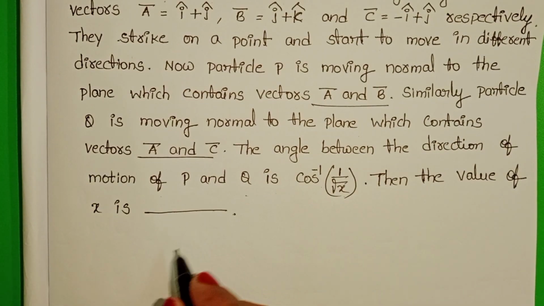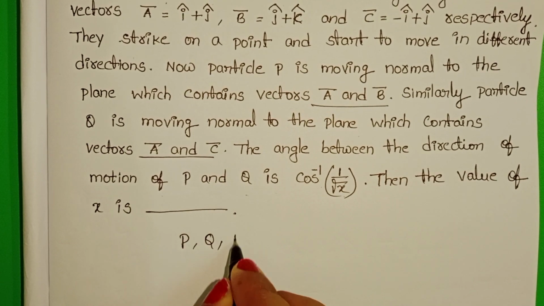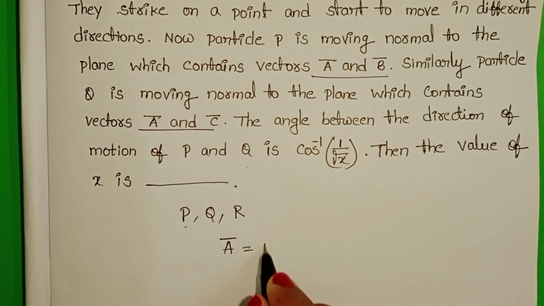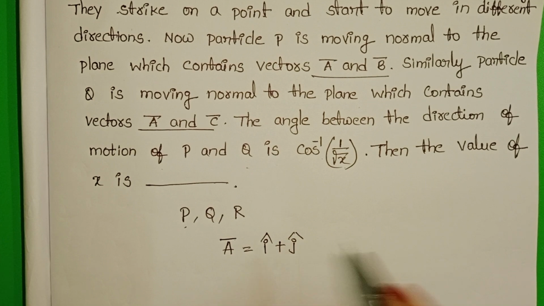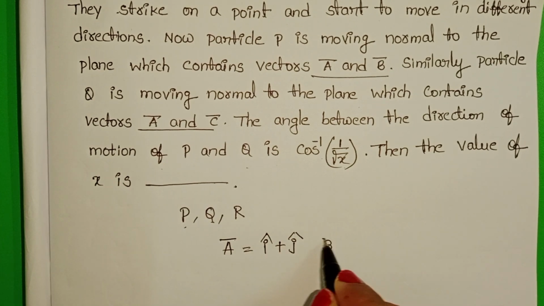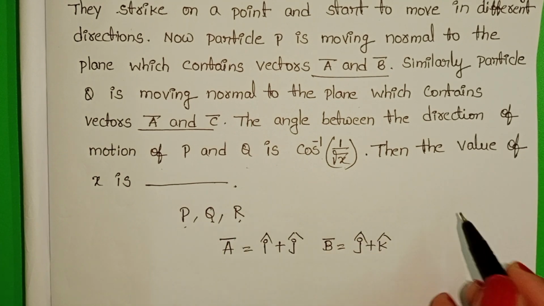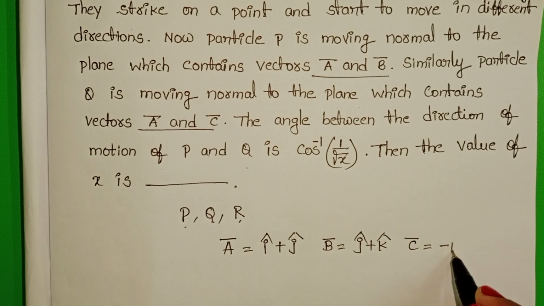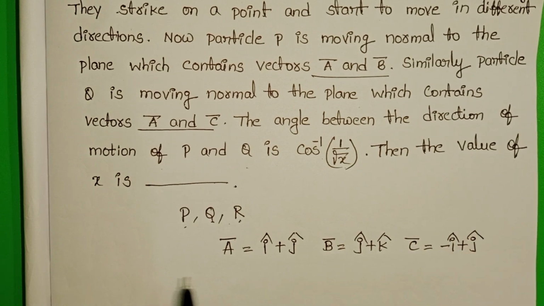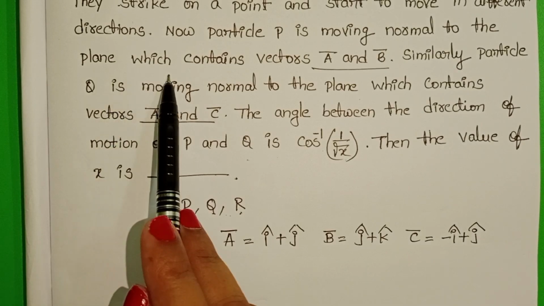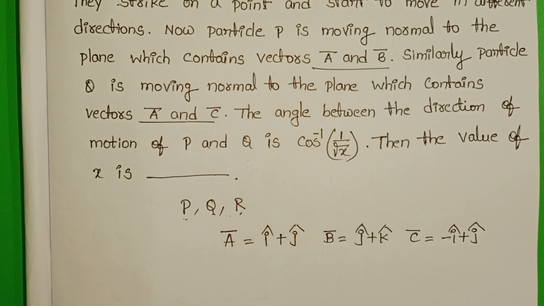In the given question, there are three particles P, Q and R. Particle P is moving along a vector A bar, A bar equals i cap plus j cap. And particle Q is moving along the vector B bar, B bar equals j cap plus k cap. Particle R is moving along the vector C bar, C bar equals minus i cap plus j cap. After then, these three particles strike on a point and start to move in different directions. Particle P is moving normal to the plane which contains vector A bar and B bar.